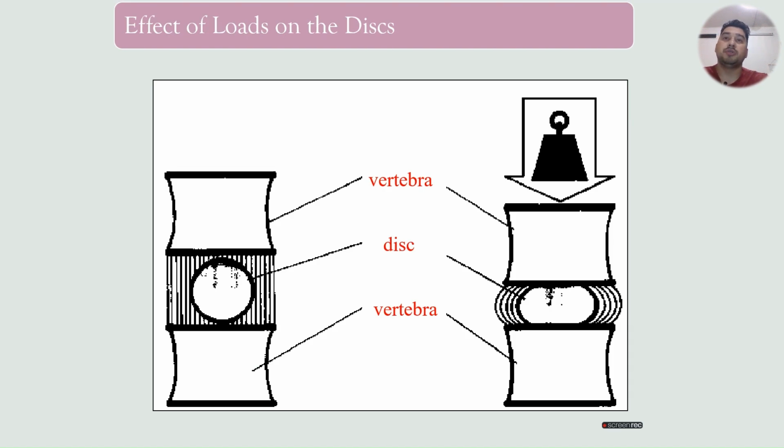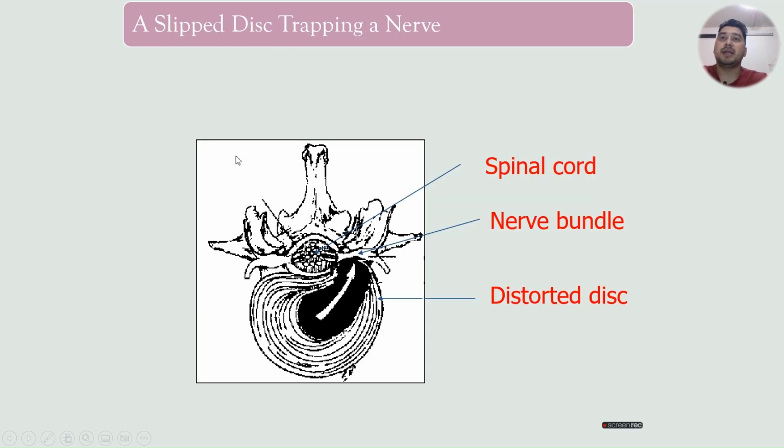Effects of load on the disc. What are the loads that can affect our disc? It's a vertebra, disc, and vertebra. You can see here these are the different parts that can be affected by load on our back disc. A slipped disc can trap a nerve. This is the spinal cord, this is the nerve bundle, and this is the distal disc here.